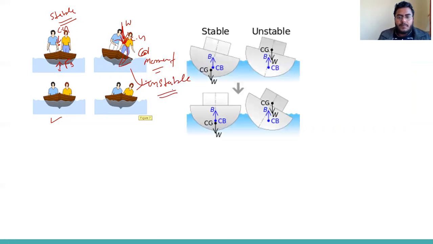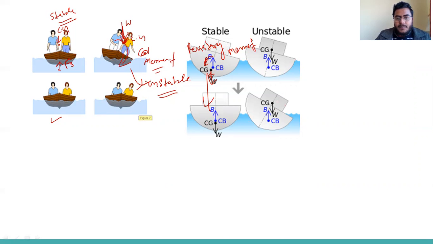The same concept applies to the ship. You can see here, this is the center of gravity, and this is the center of buoyancy force. When the center of gravity is shifted to this side, due to this weight a resisting moment is developed, and this ship will regain and take its original position.